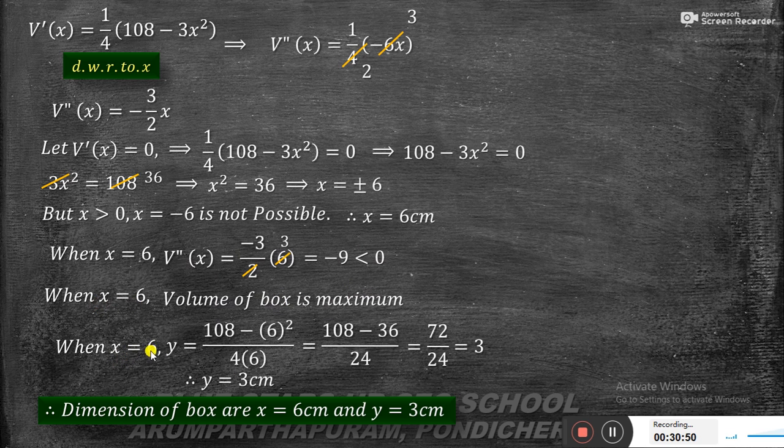So now I find the y value. For x = 6, y = (108 - 6²)/(4 into 6). I substitute, so 108 - 36 over 24, therefore 108 - 36 is 72, 72 by 24, 24 divides 72 three times, equal to 3, therefore y = 3. So the dimension is x = 6, y = 3. This is the dimension for the box. We find the answer. In this problem they ask about the dimension of the box, and we calculated this.